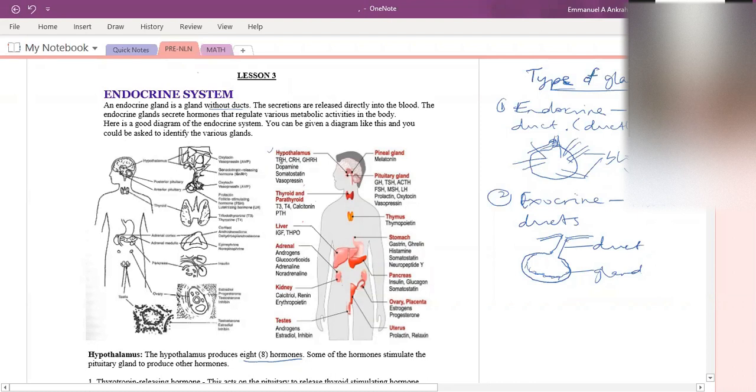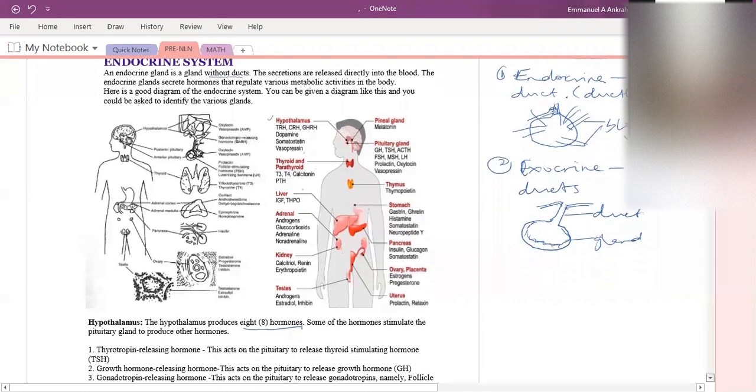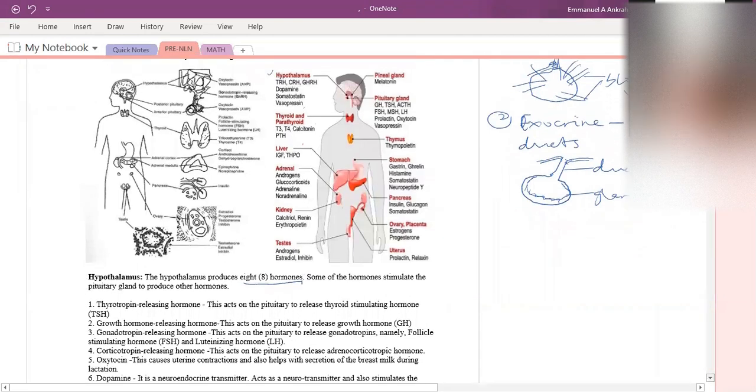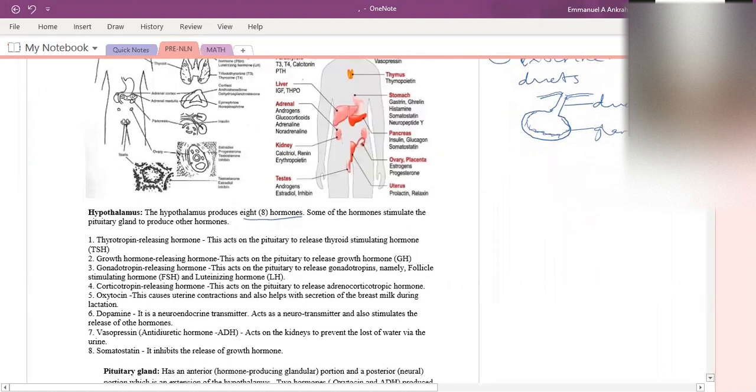So examples of the hormones are what I have here. Thyroid releasing hormone, follicle releasing hormone, and so on. Let's go down. I'll show you some of the things it releases. All right, so if you look here, in the hypothalamus, you have thyrotropin releasing hormone, right? This acts on the pituitary to release the thyroid stimulating hormone.